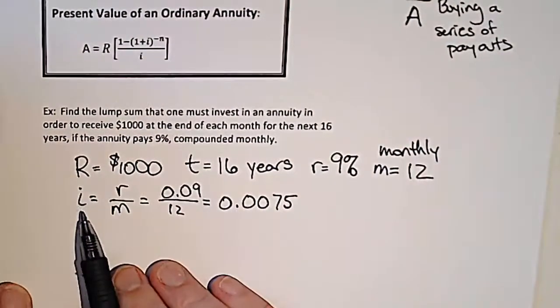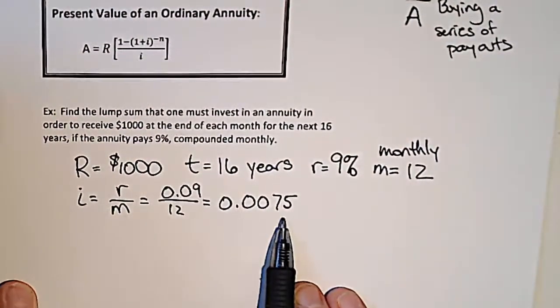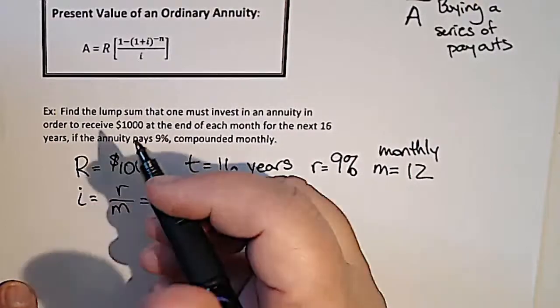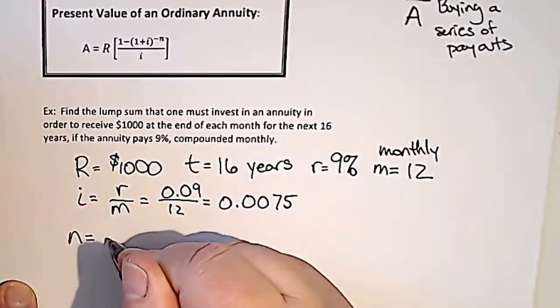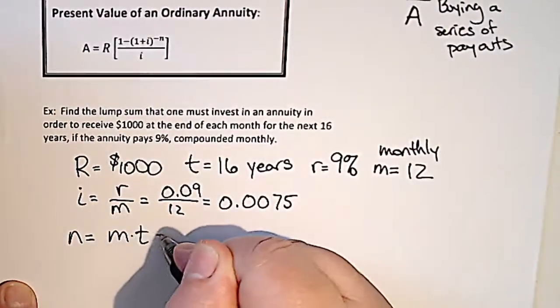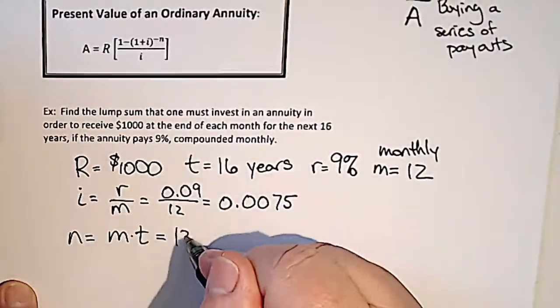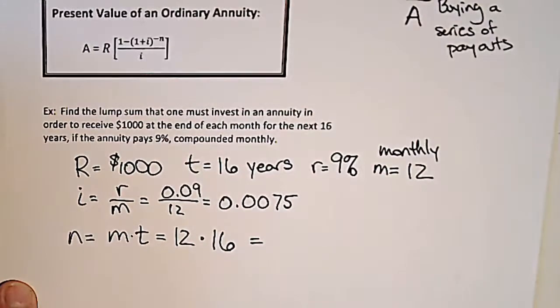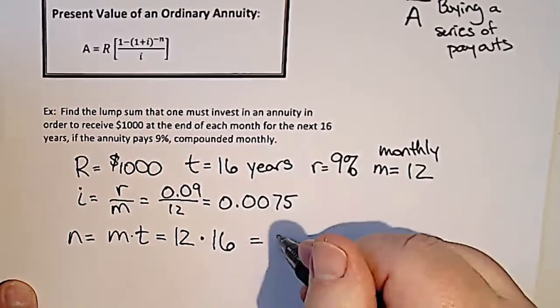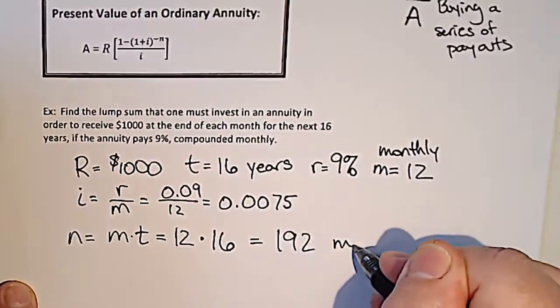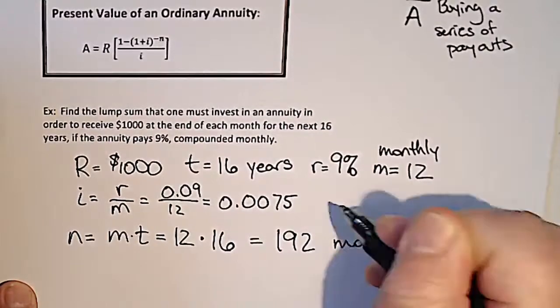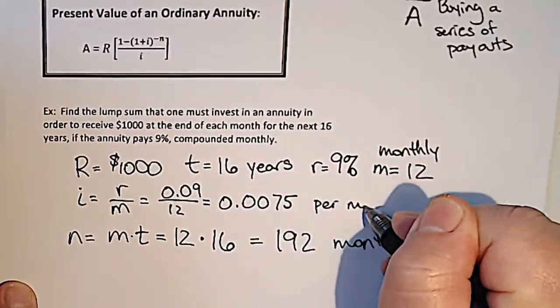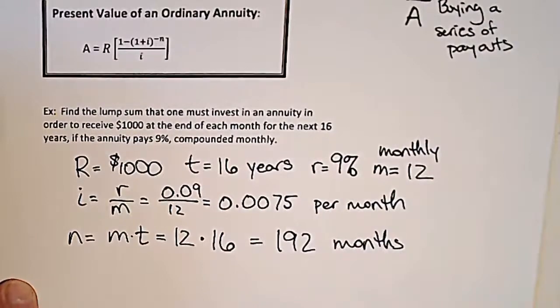Okay, so our interest rate per month is this thing. And then we also need to know N, and remember that's M times T. It's the number of payments. So we've got monthly times 16 years. So the total number of months is 192. Okay, so we need to know all these things.